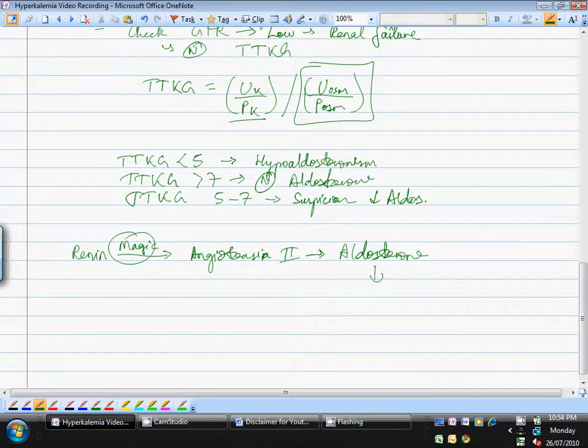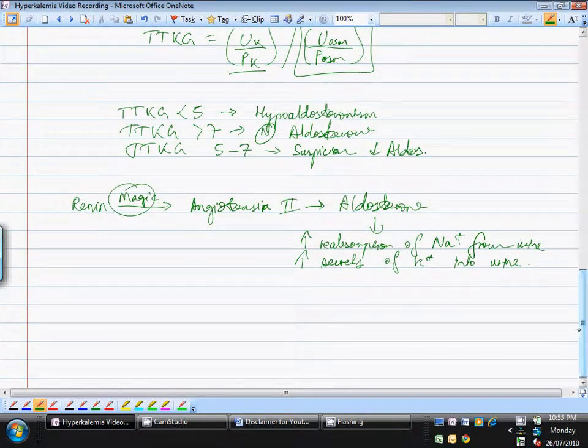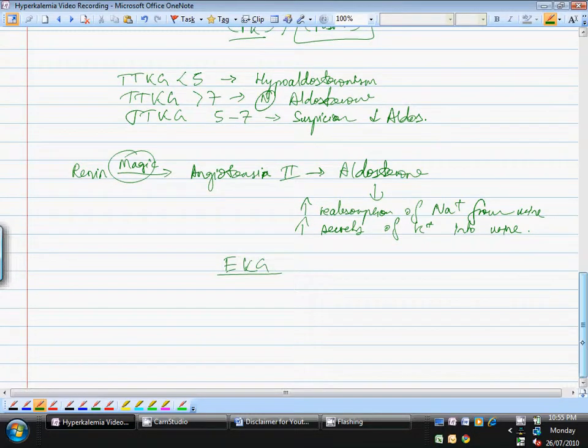aldosterone secretion. Now aldosterone goes to the cortical collecting tubules, and there it causes increased reabsorption of sodium from the filtrate, or from the urine, and causes increased secretion of potassium into the urine. So that's really key, in that aldosterone is actually playing a major role in potassium homeostasis. After you have done this, we move on to the EKG, where we can see interesting changes.